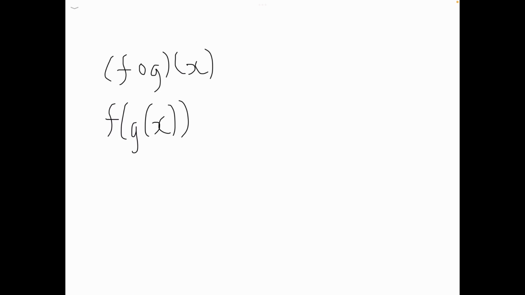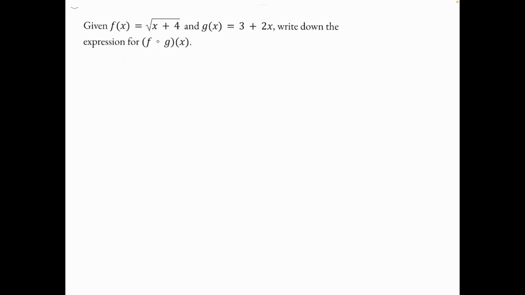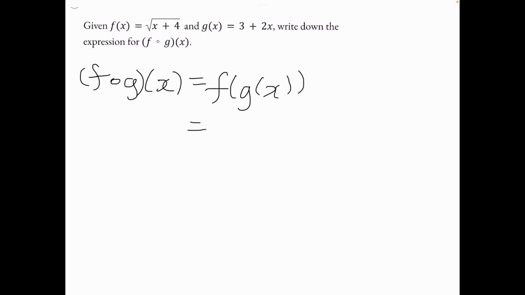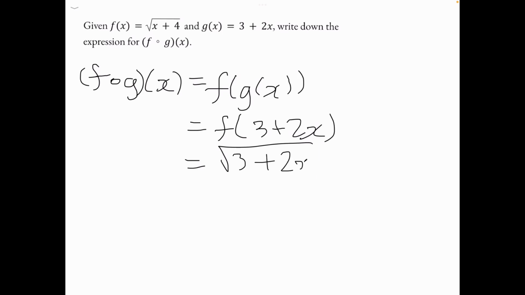Let's look at an example to see how we would write it out. Given f(x) is equal to root x plus 4 and g(x) is equal to 3 plus 2x, write down the expression for f of g of x. So f of g of x is equal to f(g(x)). Now we can plug g into f. So 3 plus 2x, and then we'll write out root 3 plus 2x plus 4. So that would be f of g of x.